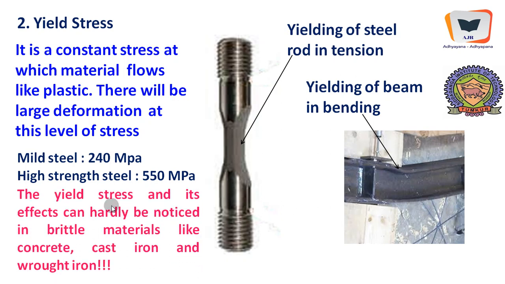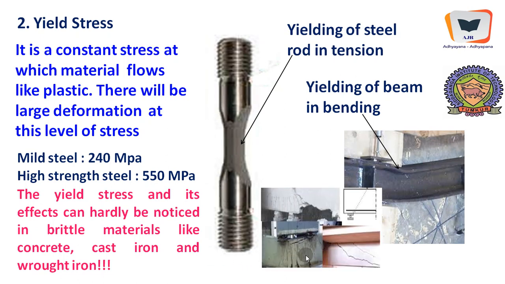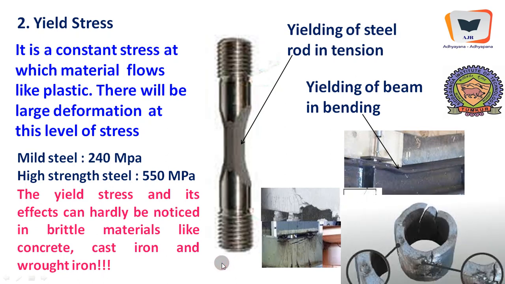The yield stress and its effects can hardly be noticed in brittle materials. Of course, ductile materials will showcase the yield in a typical way, so that it can be seen. As far as brittle materials like wrought iron, cast iron and concrete are concerned, they will never show a marked behavior like this; they will break suddenly, or they may show wide cracks.